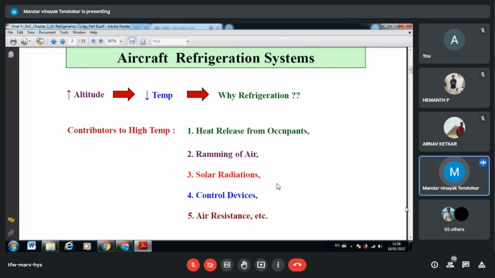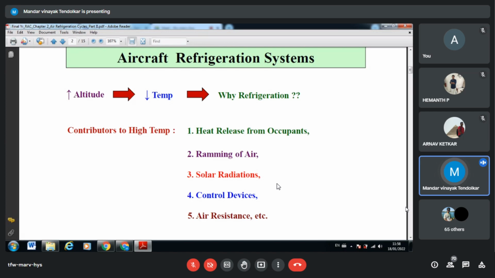There are many components which contribute towards the generation or liberation of heat, because of which ultimately the temperature inside the passenger cabin would increase considerably. What are those components? The first part is the heat release from the occupants. Whenever there are human beings, naturally the metabolic activity is going on, plus the excitement energy. So naturally a tremendous amount of heat is released as a biological part from the occupants, that is the passengers.